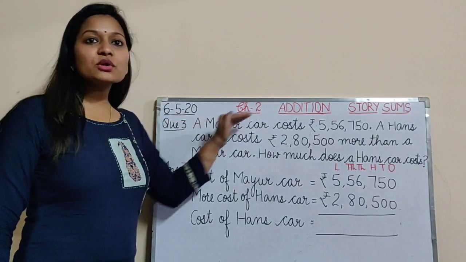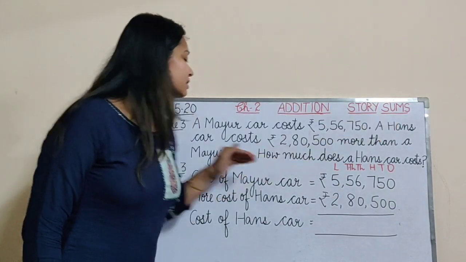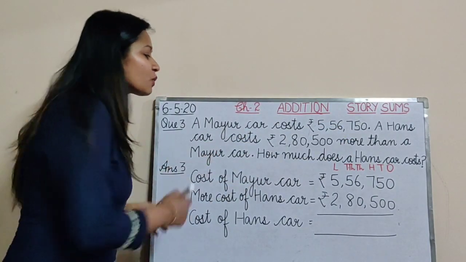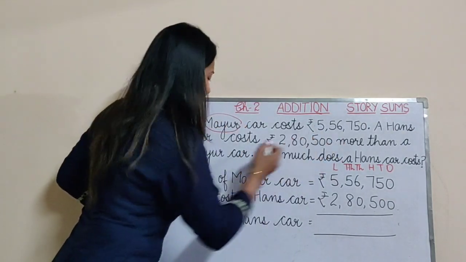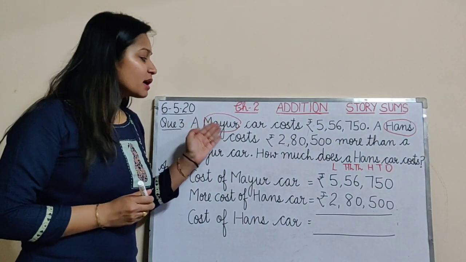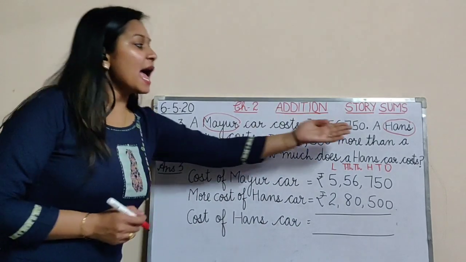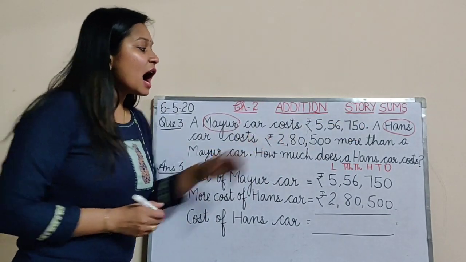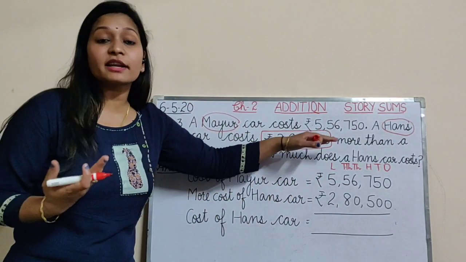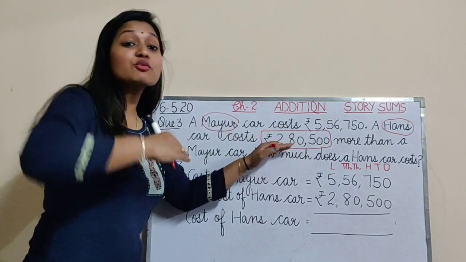Let's look at third question. Okay, so a Mayur car costs rupees 5,56,750. A Hans car costs rupees 2,80,500 more than a Mayur car. So we can consider here Mayur and Hans as the name of a company. So the Mayur cars cost rupees 5,56,750 and the cars which Hans are producing are this much, 2,80,500 more than. Means if Mayur's car are price of this, then Hans car are this much more than.